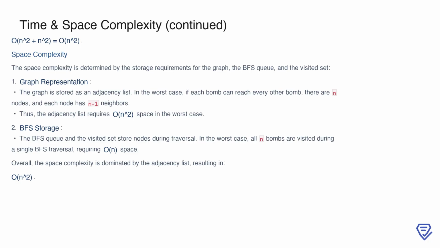Now, let's examine the space complexity. The primary contributors to space usage are the graph, the BFS queue, and the visited set. For the graph, we use an adjacency list representation. In the worst case, where each bomb can reach every other bomb, the adjacency list will store n nodes, each with n-1 neighbors. This requires O(n²) space. For BFS, both the queue and the visited set store nodes during traversal. In the worst case scenario, where all n bombs are visited during a traversal, these structures require O(n) space. Since the adjacency list dominates the space usage, the overall space complexity is O(n²).